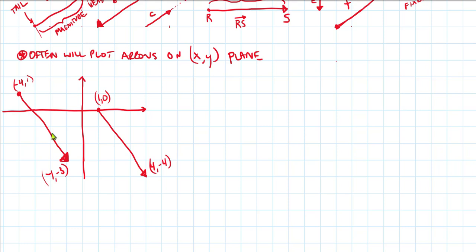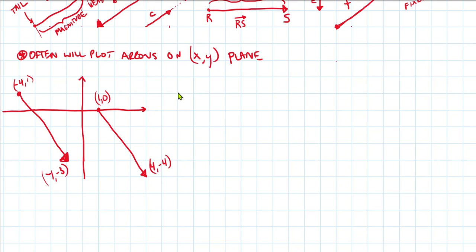They have the same size. They have the same direction. Those are identical vectors. Again, I can take this vector, I can translate it over here, I can translate it over here, I can translate it down here. As long as that vector stays the same length, the same magnitude, and the same direction, it's the same vector. Doesn't matter where it is on the XY plane.